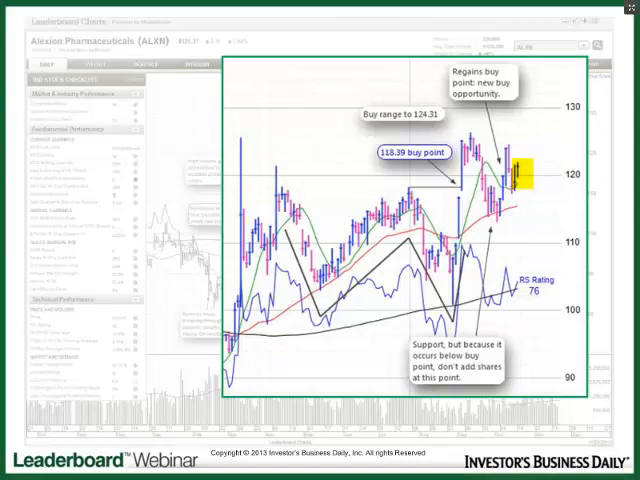I think that this stock, whether it succeeds or fails, is a function of the market. The earnings are great. It's got one main drug that they're expanding to overseas markets.